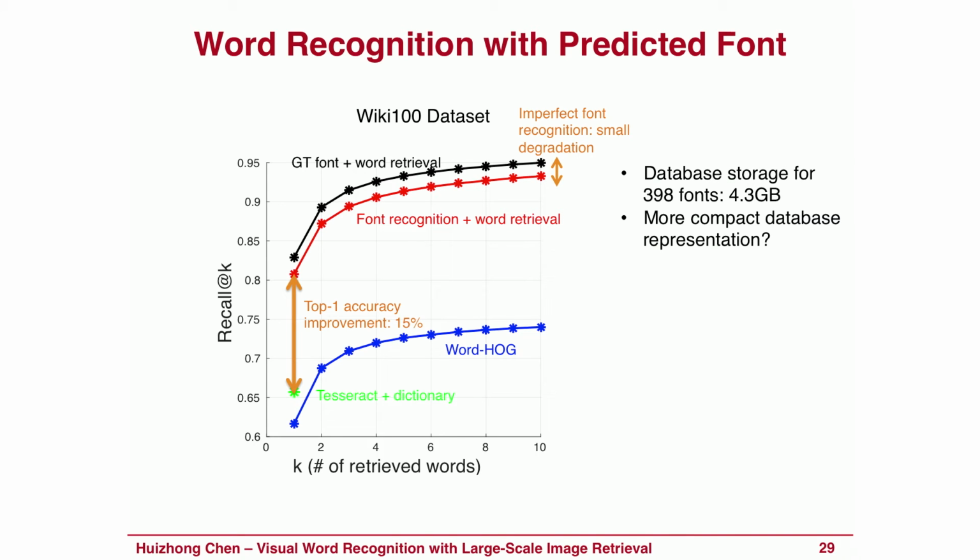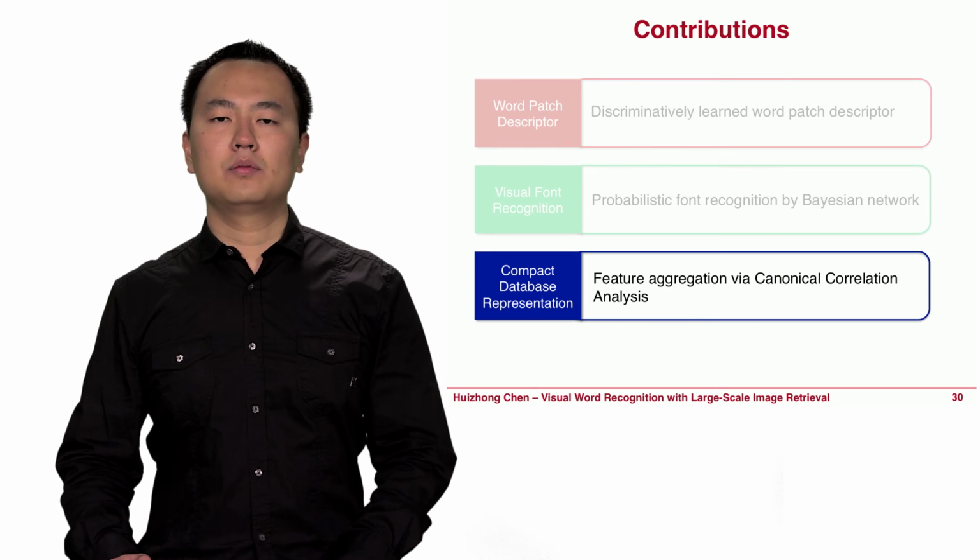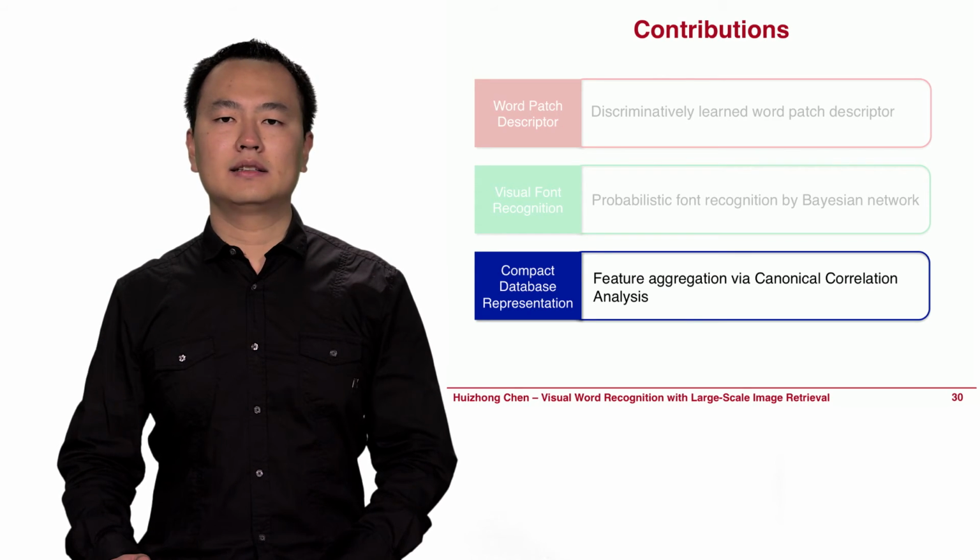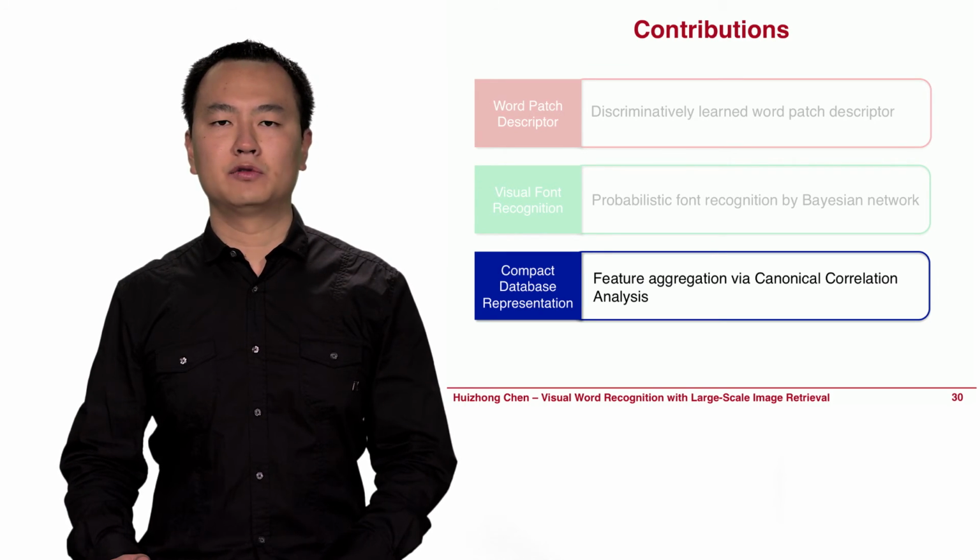In this experiment, the database storage requires 4.3 gigabytes of memory to host the words in these 398 fonts. It is highly desirable to develop a more compact database representation such that the memory consumption is reduced. I now present my third contribution, which compresses the database using canonical correlation analysis, while preserving the text recognition performance.